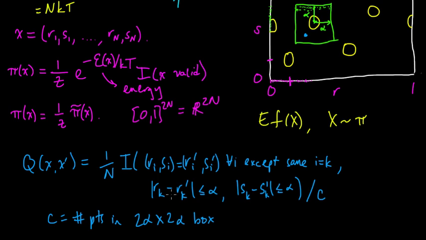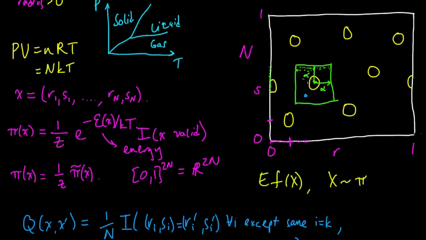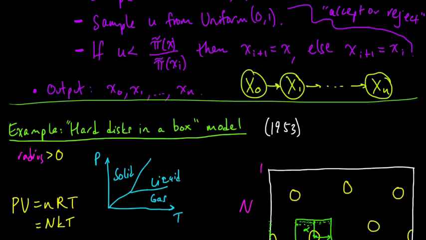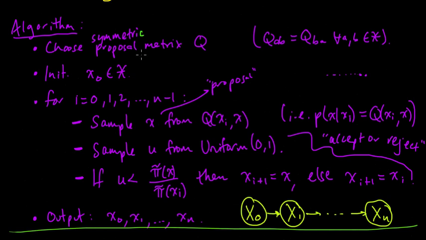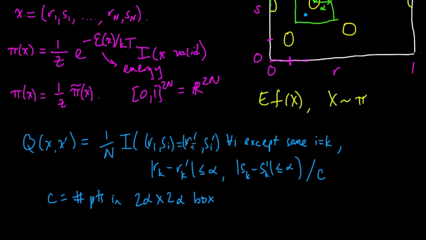Okay, so that's our proposal matrix. Hopefully that's clear. So here we have chosen a proposal matrix. Oh, and we need it to be symmetric. So let's just verify that. Well, this is clearly symmetric between x and x prime here, and these are symmetric also. That's pretty clear. So this is indeed symmetric.